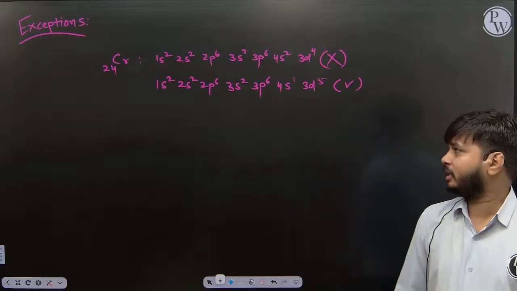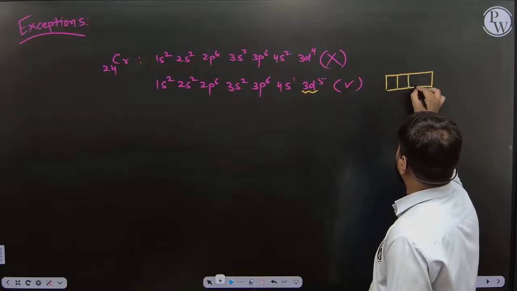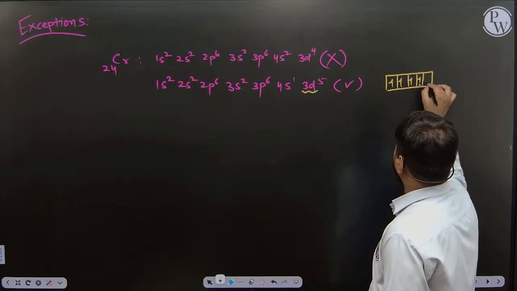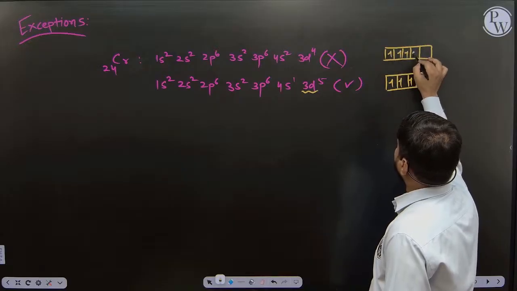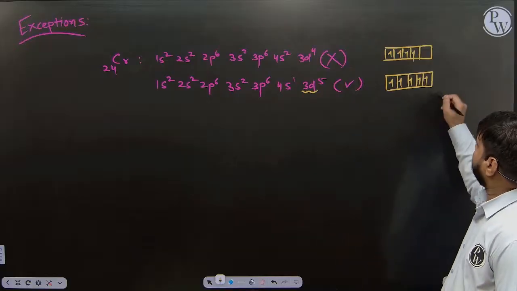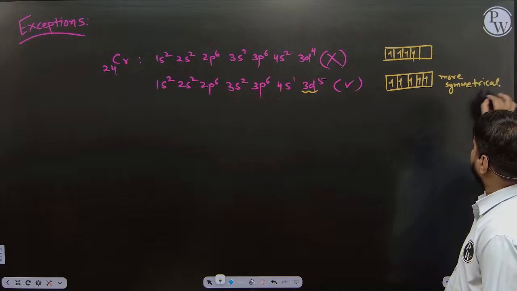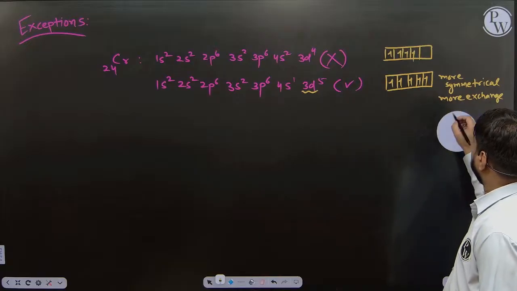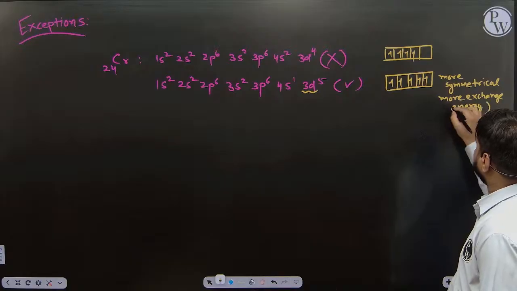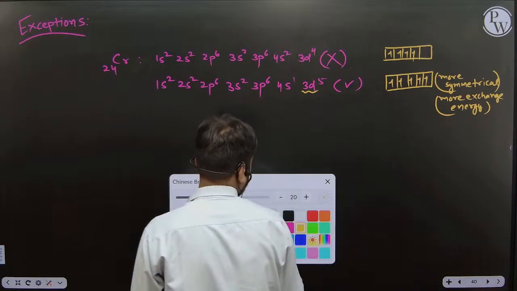Okay. Why is it correct? Because here you see the 3d5. In the 3d5 you see 5 electrons are there, and 5 electrons are more symmetrical compared to 4 electrons in the 3d. So this is more symmetrical. This is having more exchange energy compared to the 3d4. Due to these two reasons, the 3d5 is considered as more stable. ठीक है? 3d5 is considered as more stable.